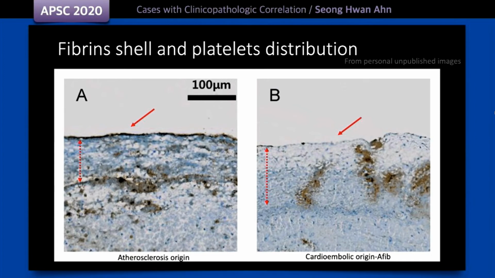Why? In this figure A, we can see a thick fibrin outer shell with platelet lining in atherogenic thrombi. Cardioembolic origin thrombi, figure B, also have a fibrin shell structure. However, a platelet lining is not found. I suggest that the dense fibrin structure may be a barrier to rapid thrombolysis.